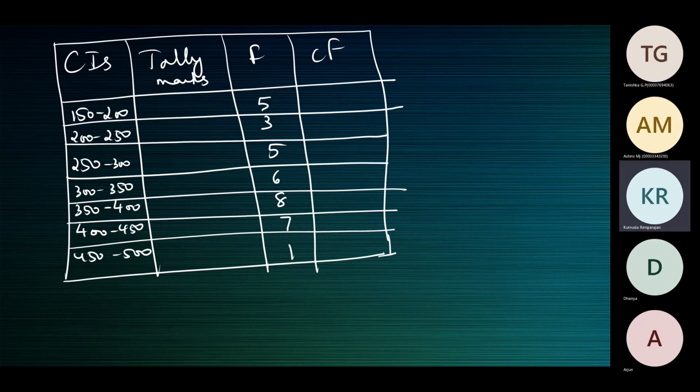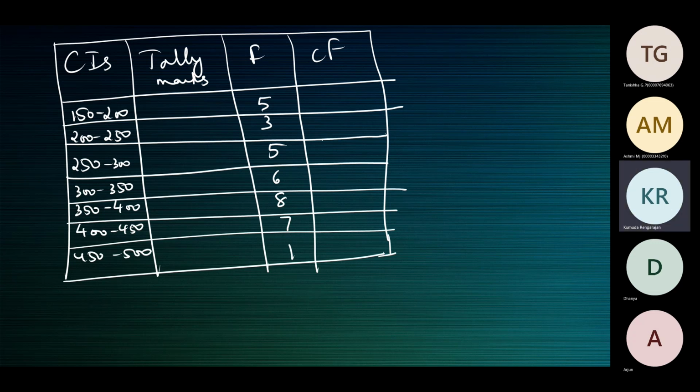If the table has only these three columns, class intervals, tally marks, and frequencies, it's called the frequency distribution table. If you have to prepare a cumulative frequency distribution table, then it should have one more column called the cumulative frequency. So here in this question, we'll have to form a cumulative frequency table. So have the fourth column as the cumulative frequency column.